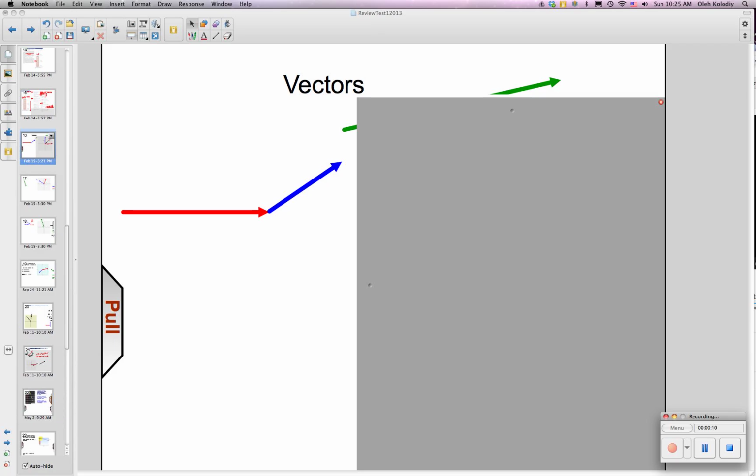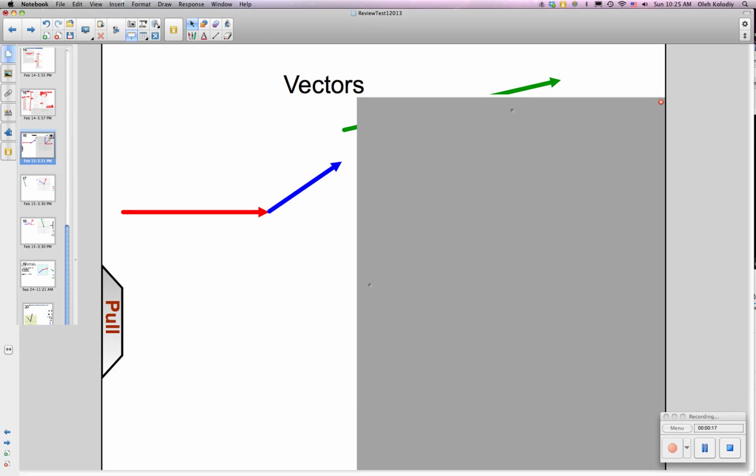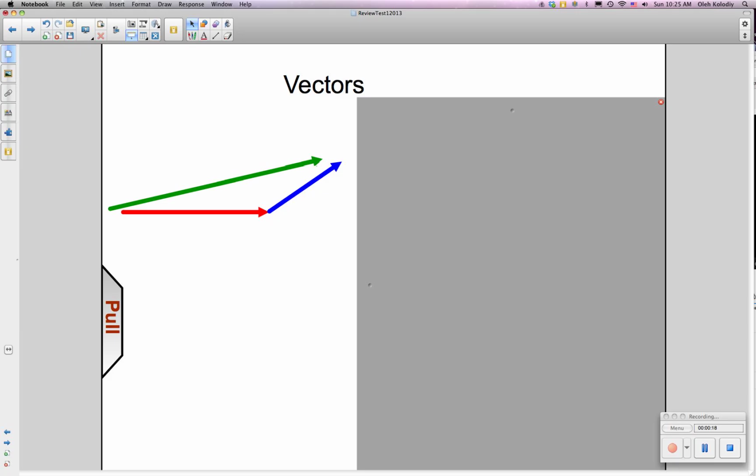And using the tip-to-tail method, we can see that those two displacements add up to the green vector. But what if you can't find the length of the green vector that easily? So we're going to take a look at another way of doing it, and that is, when working with vectors, it is always going to be convenient to resolve a vector into components.